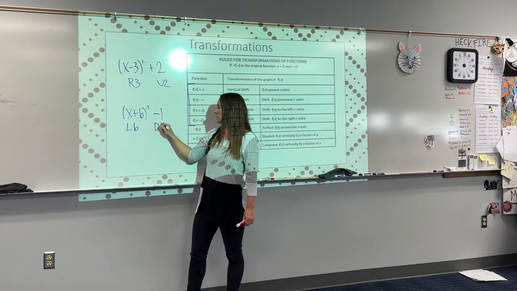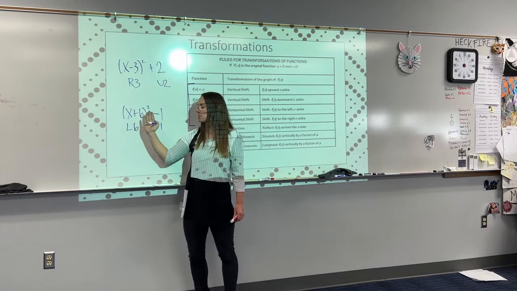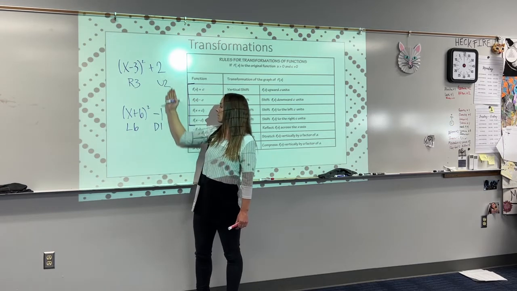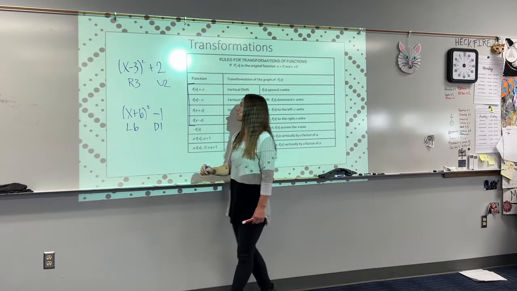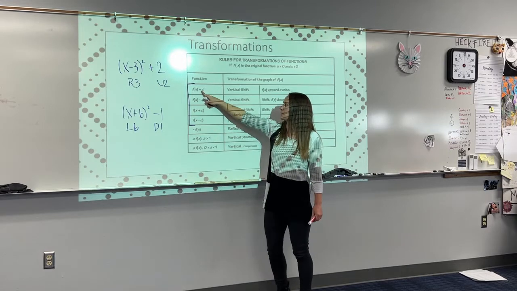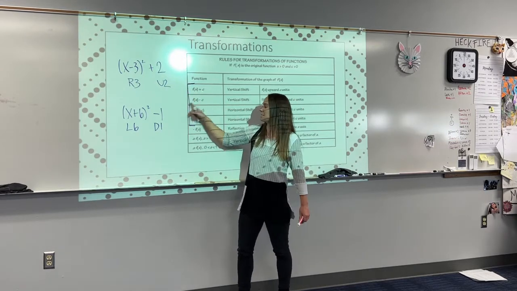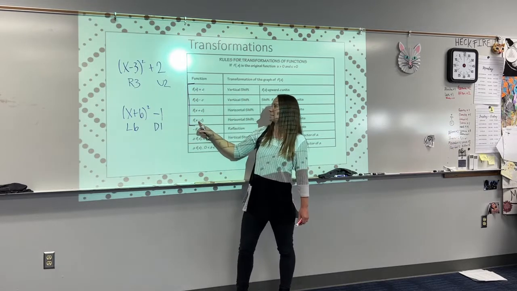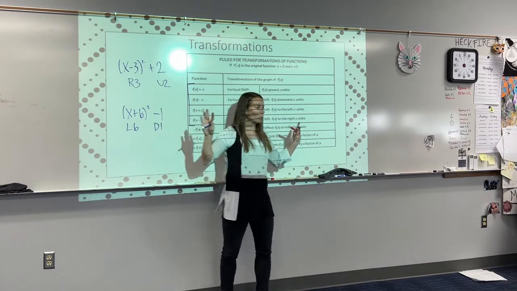And down 1. Okay, so inside the parentheses is left and right. It's opposite of what you think. Outside the parentheses is up and down. It's exactly what you think. So that's the +2 example. That -c is that example. That example is here, and the -c example is there. Okay, moving forward with that.